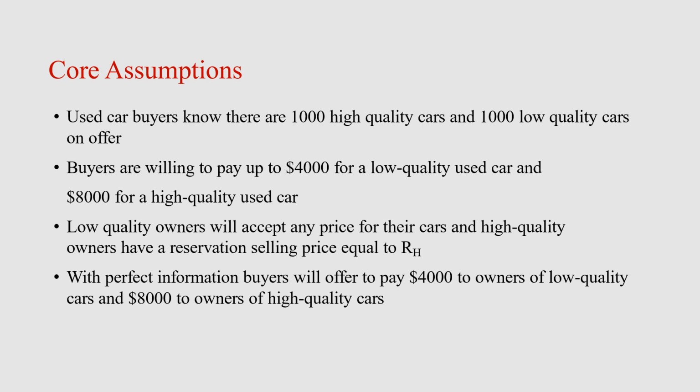So let's look at the used car market a bit. Used car buyers know there are 1,000 high quality cars and 1,000 low quality cars on offer. Buyers are willing to pay up to $4,000 for a low quality used car and $8,000 for a high quality used car. Low quality owners will accept any price for their cars, and high quality owners have a reservation selling price equal to, let's say, R high, so reservation high, RH. With perfect information, buyers will offer to pay $4,000 to owners of low quality cars and $8,000 to owners of the high quality cars.